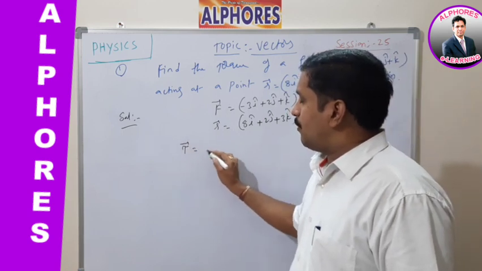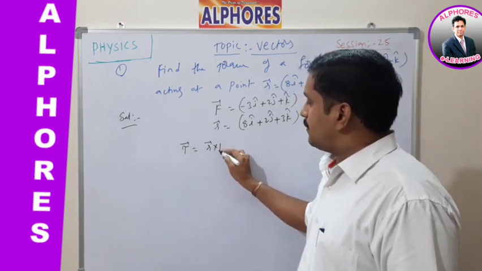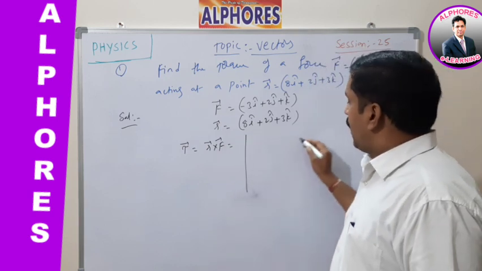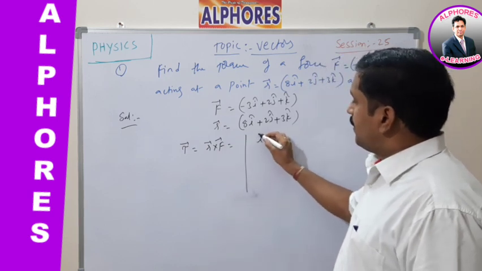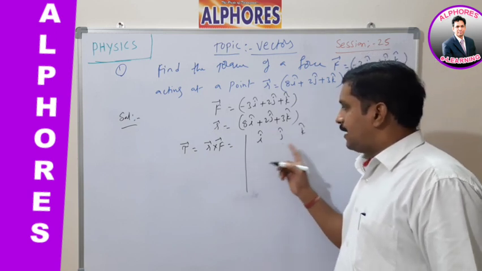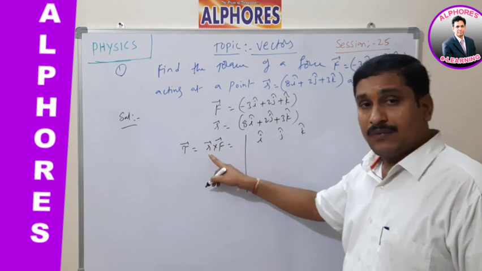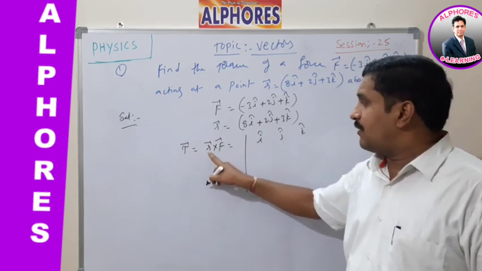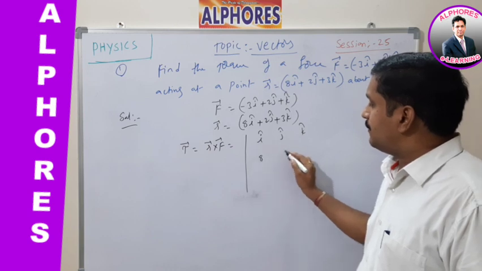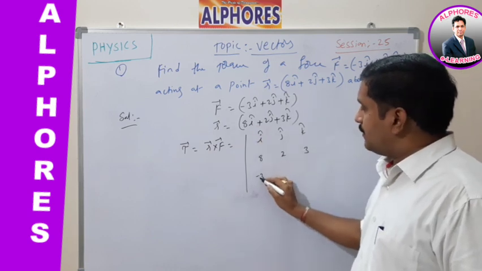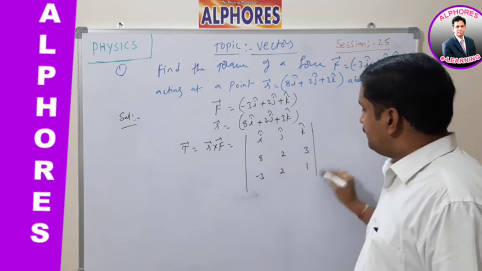Tau bar is equal to, we know already, the formula R bar cross F bar. We know how to find the cross product of vectors from the actual method: we have to write the coefficients of I, J, K. In order to find the torque vector, first we substitute the coefficients of the R bar vector: 8, 2, 3. After that, the force vector: minus 3, 2, 1.